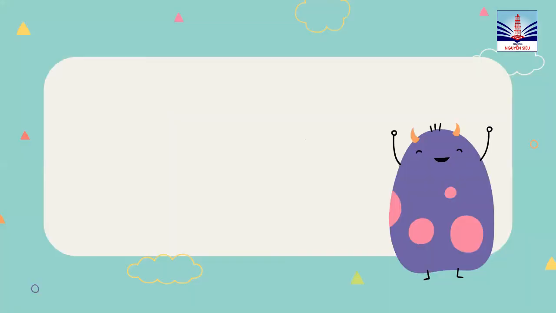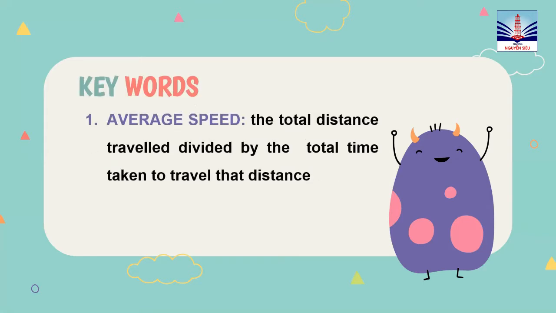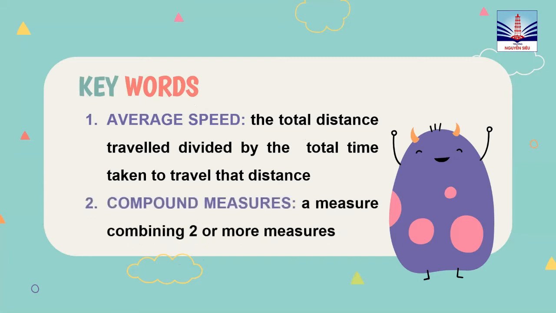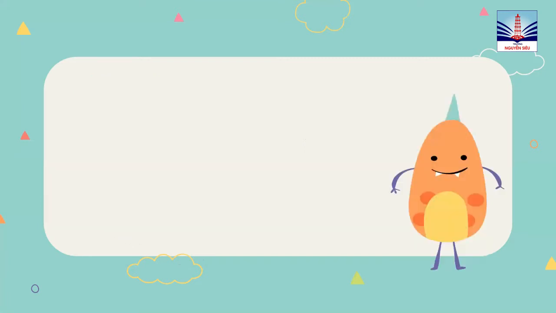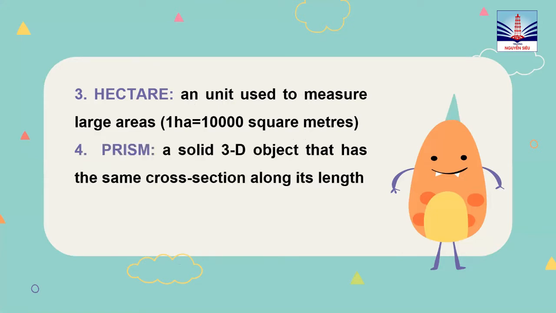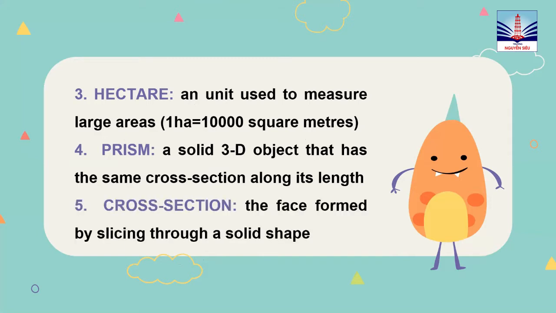Let's start with some keywords. Average speed is the total distance traveled divided by the total time taken to travel that distance. Compound measures is a measure combining two or more measures. Hectare is a unit used to measure large areas. Prism is a solid 3D object that has the same cross-section along its length. And cross-section is the face formed by slicing through a solid shape.